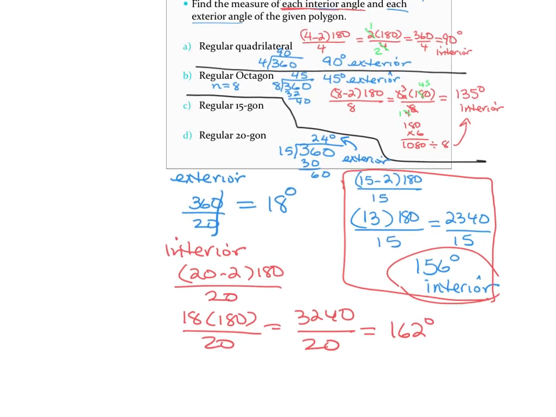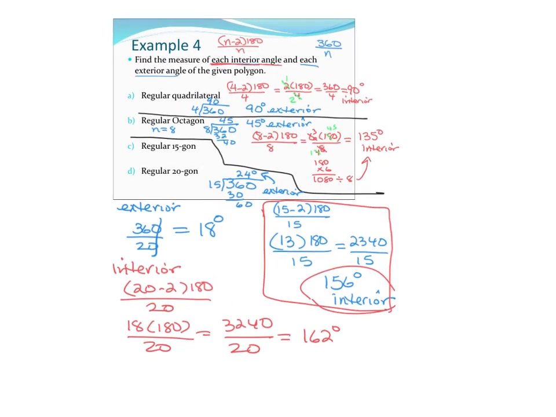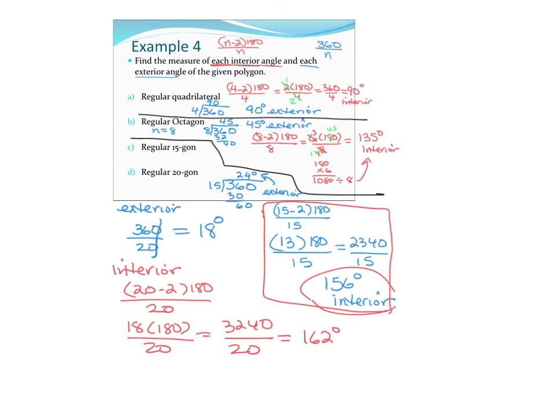Now, one key thing to note, once you get these interior and exterior angles together, they're sitting on a straight line. So if you were to go back and add up the interior plus the exterior, they should add up to be 180. If they don't, you've made a careless mistake somewhere.